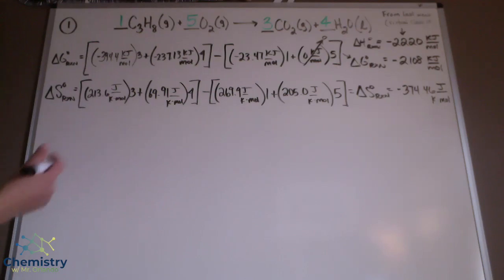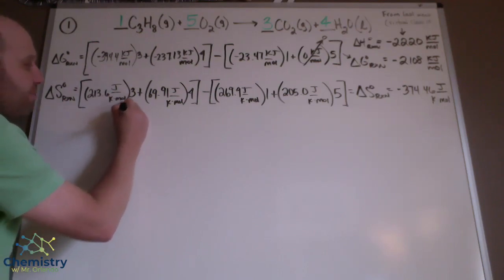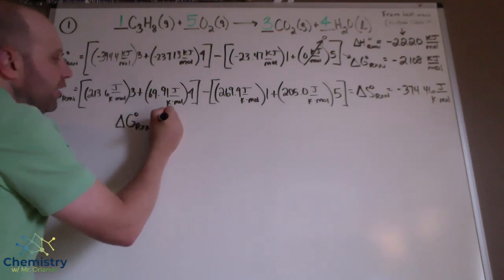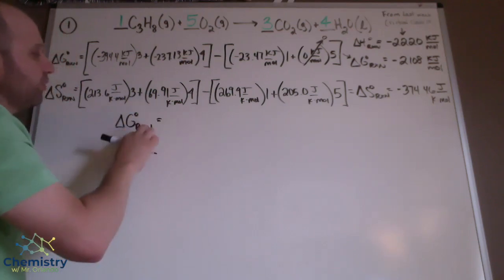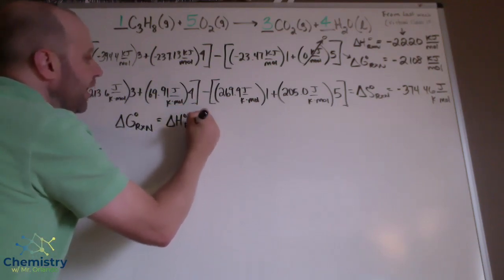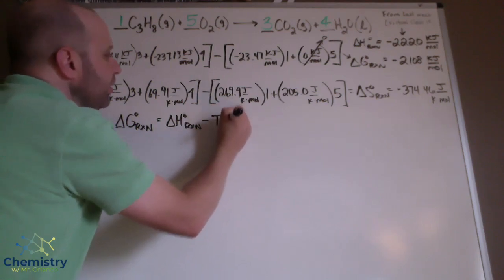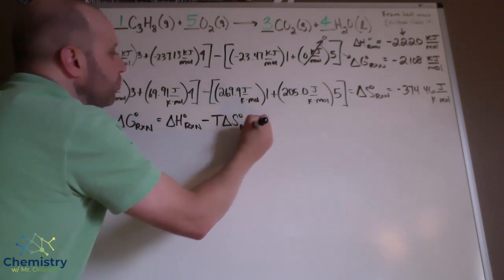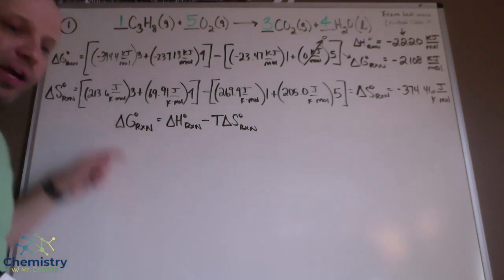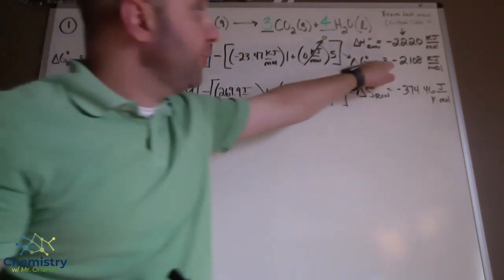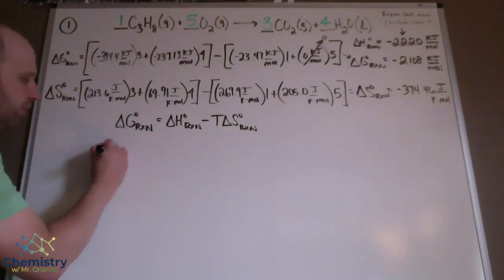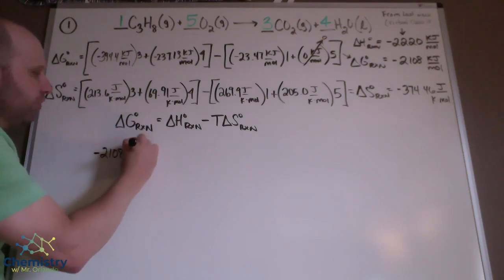Okay, so if we put all of this together, we have this equation, and this equation is at the top of today's assignment, and it was on the board last week. So delta G for a reaction is equal to delta H for a reaction minus T delta S for a reaction. So let's put all this together. We have delta G for the reaction. We calculated that part today. So that's negative 2,108 kilojoules per mole.